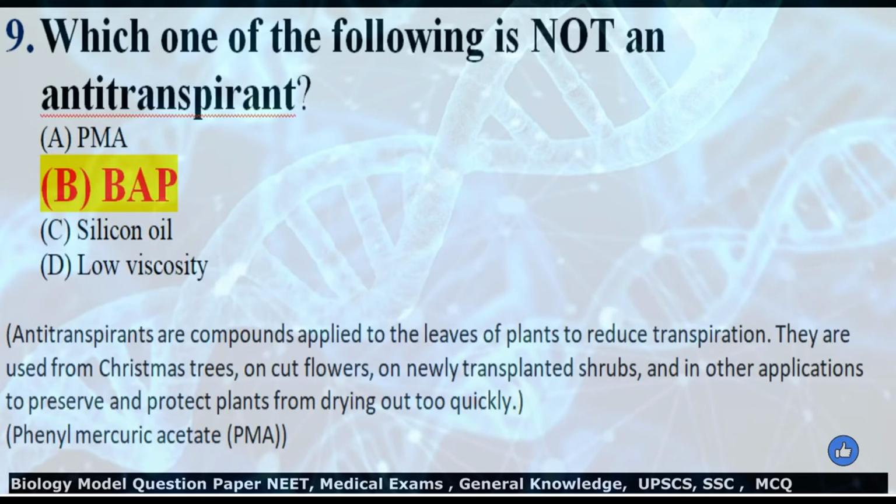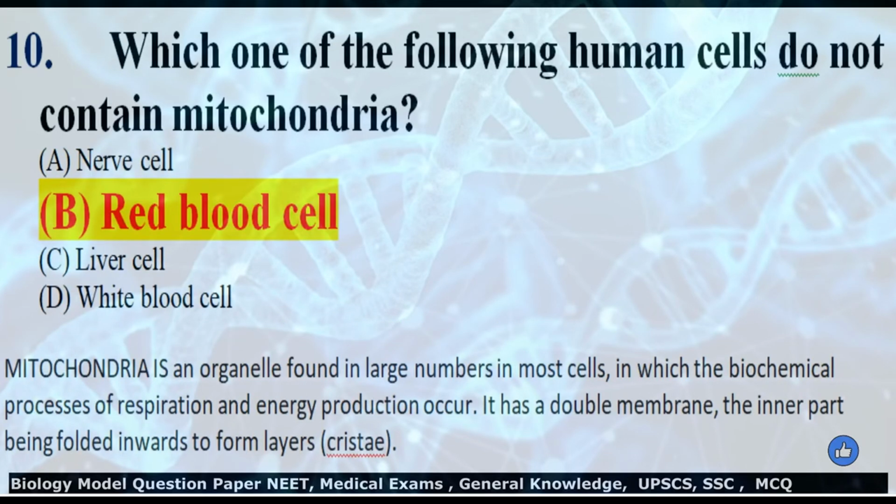Question number 9. Which one of the following is not an antitranspirant? Answer B. BAP. Antitranspirants are compounds applied to the leaves of plants to reduce transpiration. They are used for Christmas trees, on cut flowers, on newly transplanted shrubs, and in other applications to preserve and protect plants from drying out too quickly. Phenyl mercuric acetate, PMA.